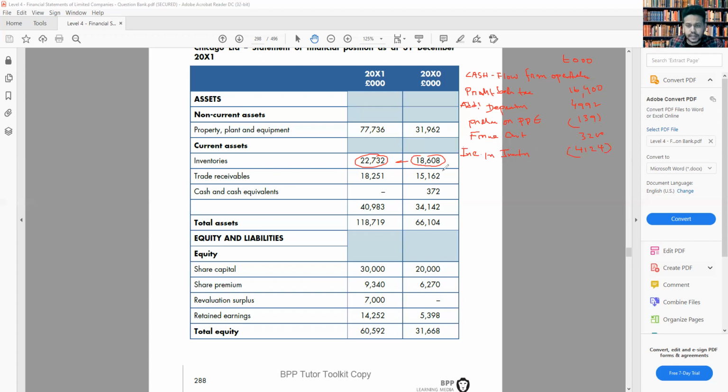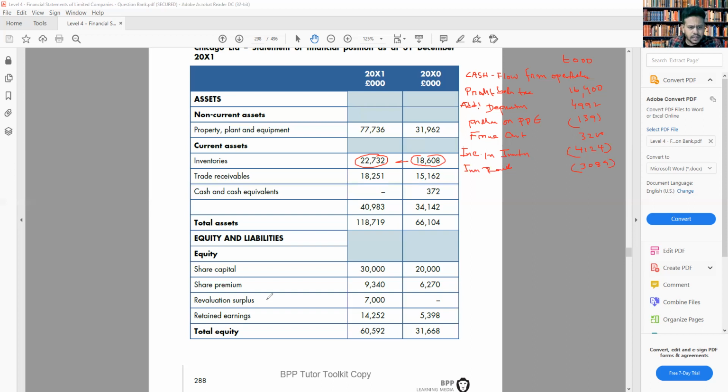Trade receivables, same thing, increase. Last year it was 15, this year 18. So people buy from me more, but no one paid. So it's actually an outflow for me. The difference is 3,089. That's also outflow. If it is decreased, that means people pay me, so it's an inflow.